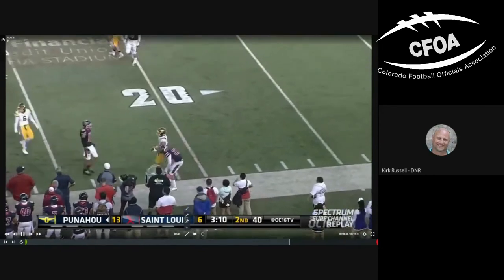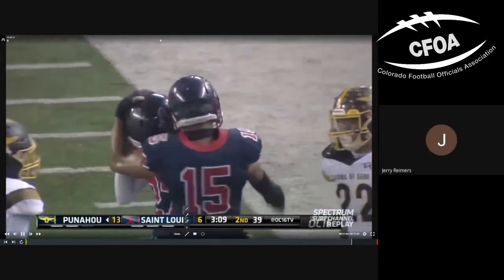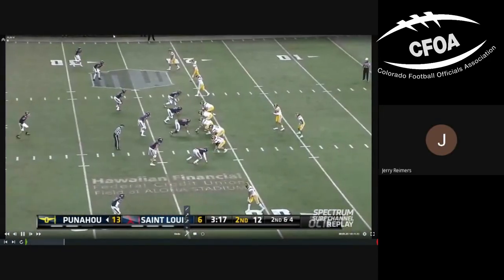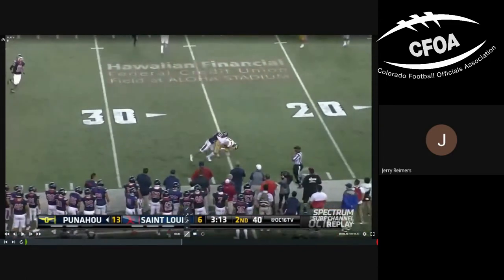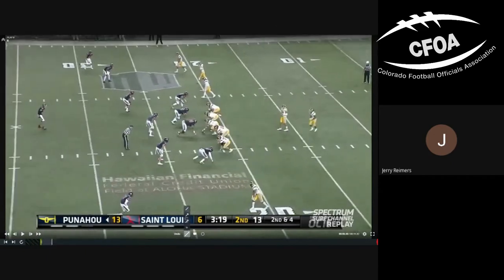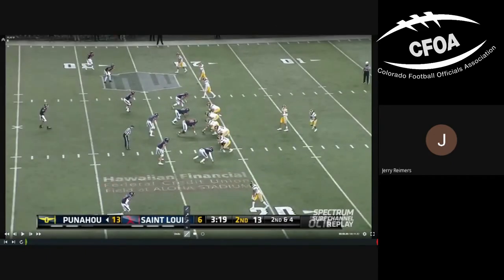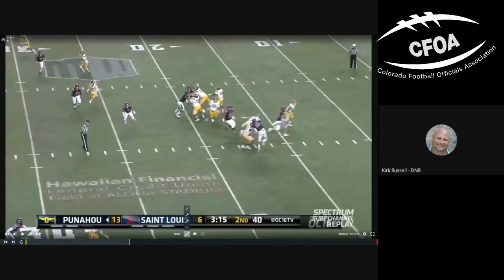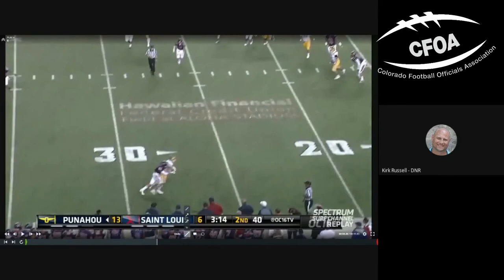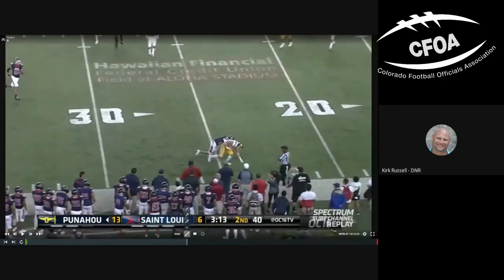Hey, Kirk? Yes, Jerry, go ahead. Would you mind going into a little more detail on exactly where you would like to see him moving? I got the part about maybe going back a little bit to see the end of the play, but from there, can you expand a little bit? So we're snapping at the 22, just to give a relative location. I would expect him about in the right position right here. He didn't move far off the line of scrimmage.